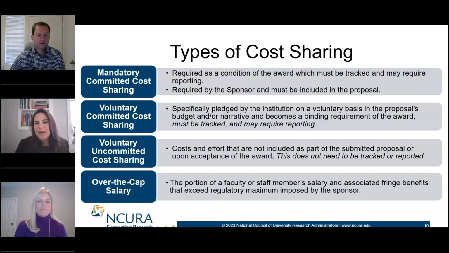You may have some voluntary uncommitted cost sharing, which is something you didn't intend to do, you didn't commit to do, but you're covering some aspect of the cost of it. And so thinking through whether or not your institutional policy requires that to be tracked, but it likely does not need to be reported, but always make sure that you understand the tracking and reporting requirements as you go through. Then we have an unallowable direct expense to a project no matter what, but that's the over the cap salary. And this is something that is also an expense that is borne by the institution typically for salary that exceeds the cap.